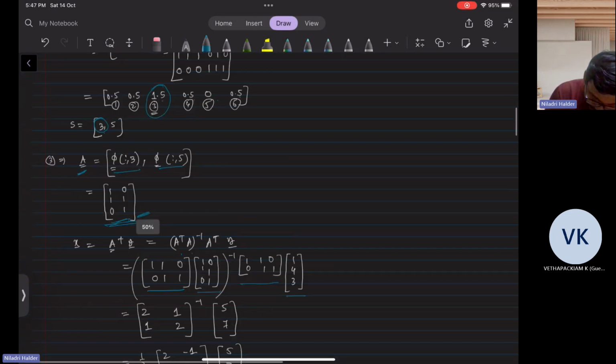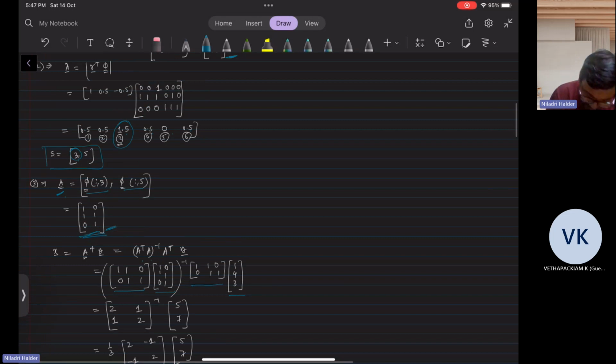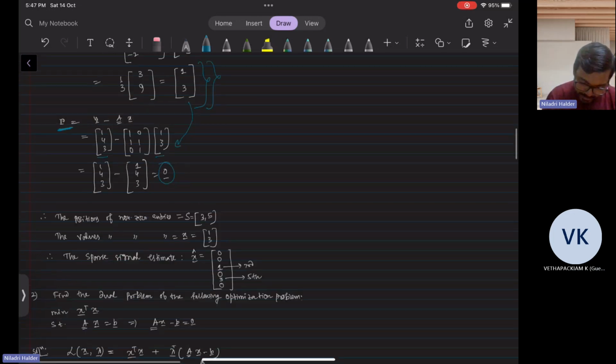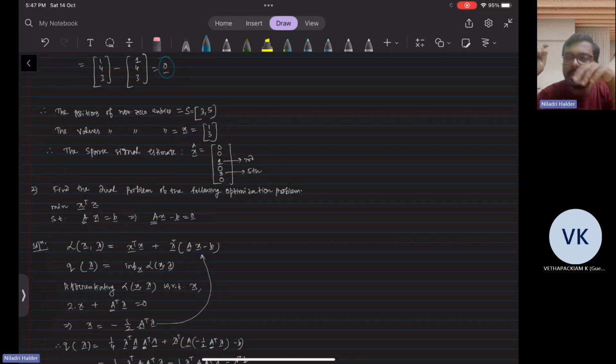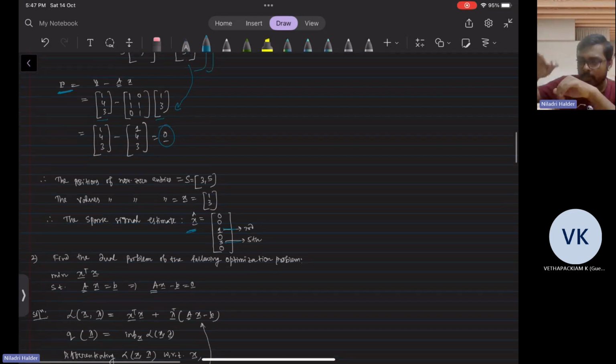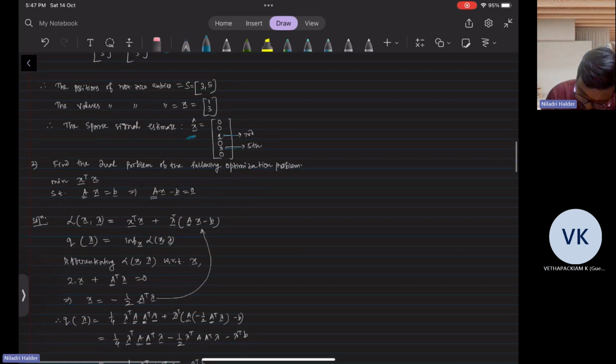Ultimately, it has converged. The positions are 3 and 5, and the values are 1 and 3, x equal to 1 and 3. Now put the 1 and 3 values in those positions. x is a sparse vector, so all will be zeros except the third and fifth positions, where the values will be 1 and 3. That is the sparse signal estimate of x. This is the process.